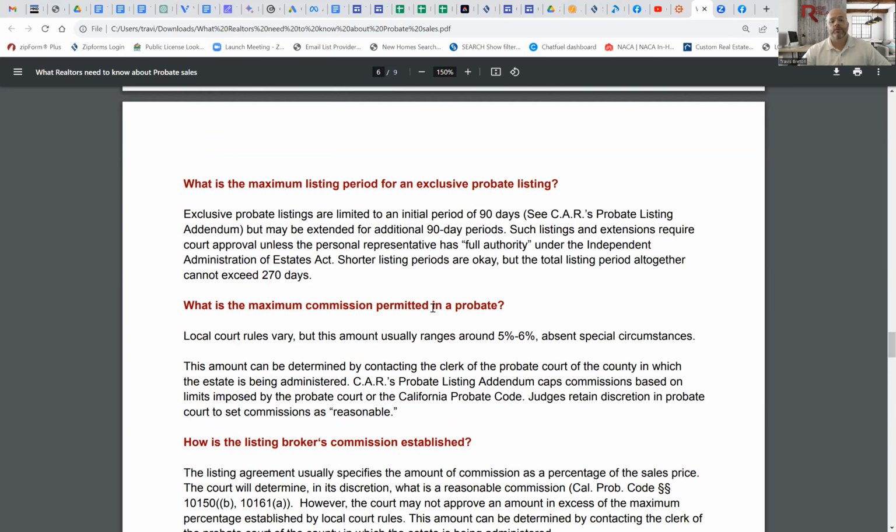This question comes up a lot. What is the maximum commission permitted in a probate? Local court rules vary, but this amount usually ranges between 5 and 6%, absent special circumstances. This amount can be determined by contacting the clerk of the probate court in the county in which the estate is being administered. So not necessarily where the property is. C.A.R.'s probate listing addendum caps commissions based on limits imposed by the California probate court. Judges retain discretion in probate court to set commissions as reasonable.